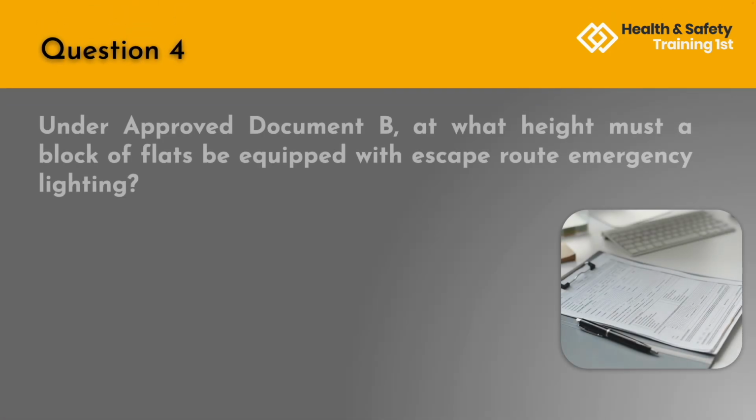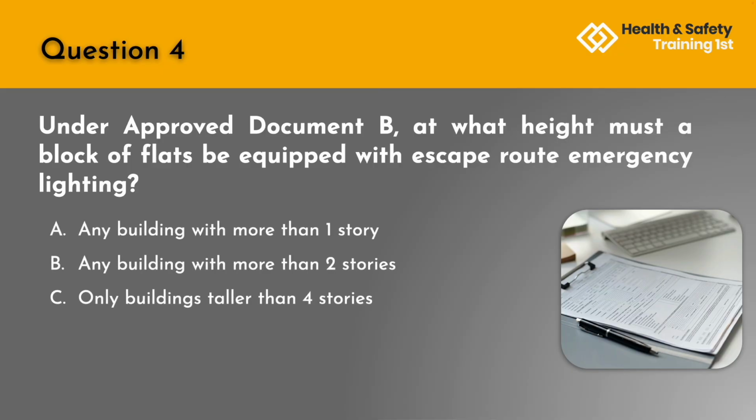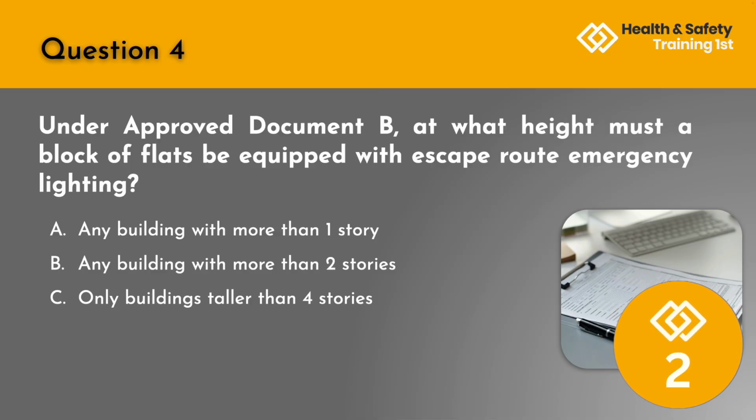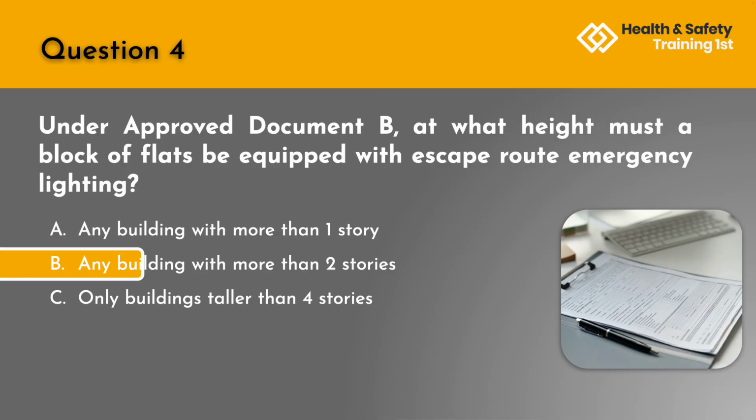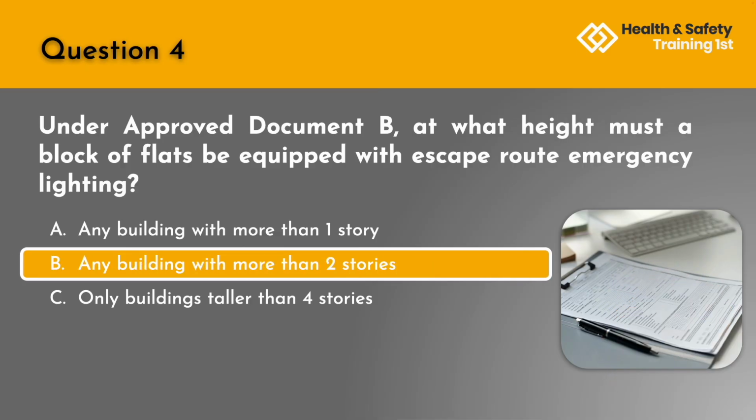Question 4. Under Approved Document B, at what height must a block of flats be equipped with escape route emergency lighting? A. Any building with more than one storey. B. Any building with more than 2 storeys. Or C. Only buildings taller than 4 storeys. The correct answer is B. Any building with more than 2 storeys.